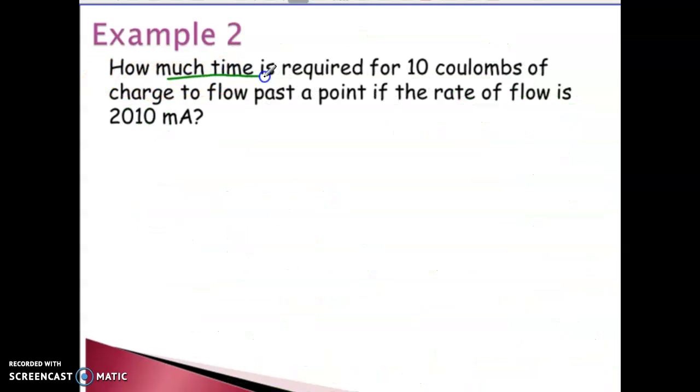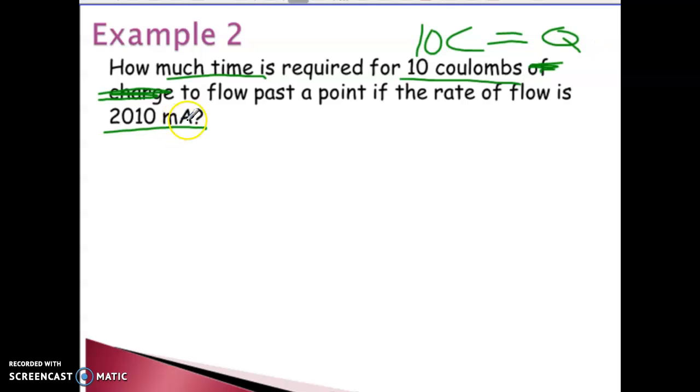How much time is required for 10 coulombs of charge to flow past a point if the rate of flow is 2010 milliamps? Okay, so first of all, I want you to make note. See how this is saying 10 coulombs of charge. To be honest, this question does not even have to tell you this. If it just says 10 coulombs, you should automatically know that means charge. The unit of the number should signal to you what that variable is.